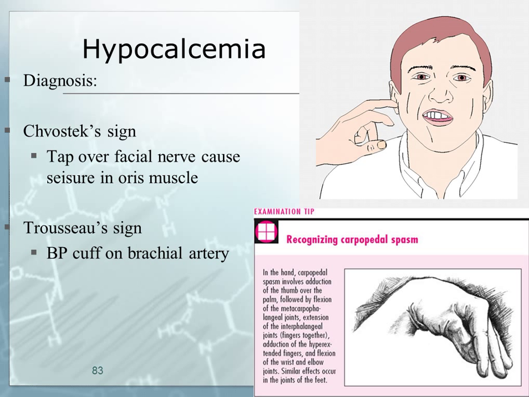And the next one, the Trousseau sign. I don't know how to describe this, but they start curling their hands up. It's almost like their hands are cramping up, because they're not getting adequate flow of nutrients down to their muscles, and so their muscles are basically going into tetanus. I'm not going to put that on a test. It's just interesting signs.